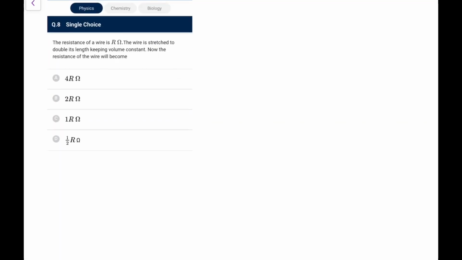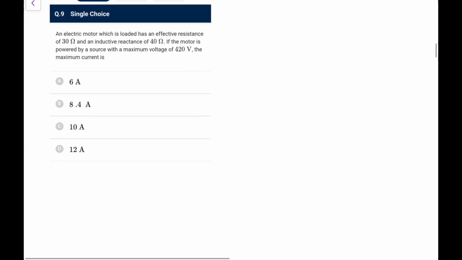Next one. The resistance of a wire is R ohms. The wire is stretched to double its length, keeping volume constant. So because volume is constant and length is double, you all remember resistance would be proportional to L square, so it will become 4 times R. This question has also been asked many times in different forms, even in NTA.